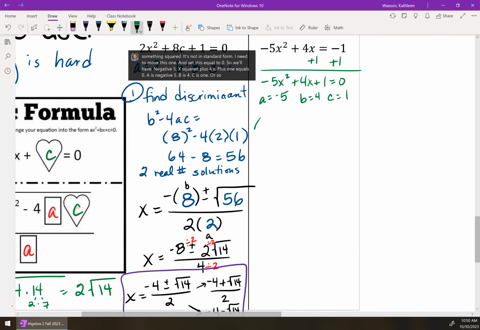First, I find the discriminant. b squared minus 4ac. I substitute 4 and -5 and 1. This is 16 minus, okay, minus, that's plus 20. So I get 36.